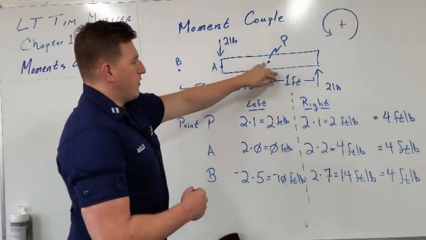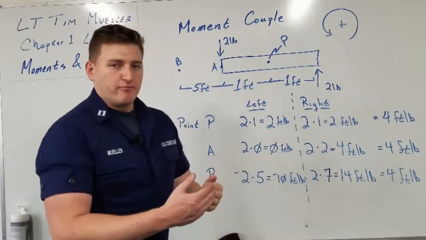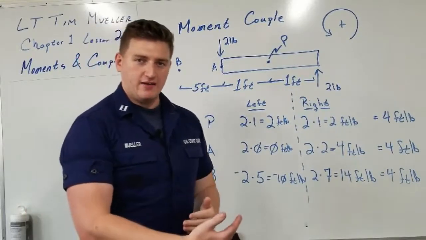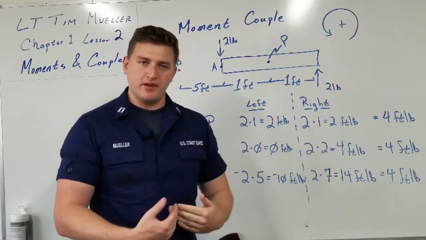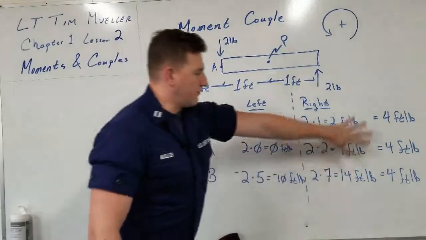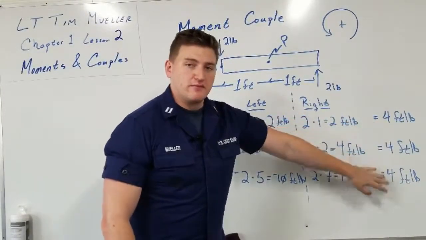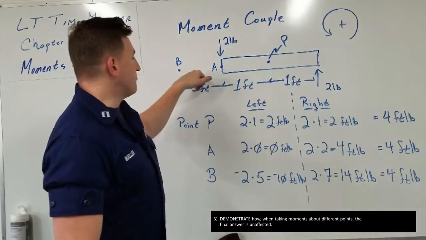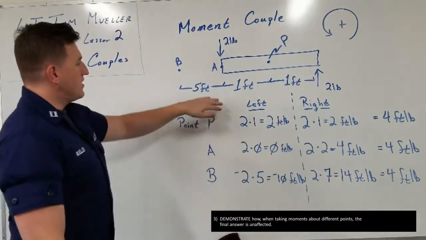We're going to take a look at the moments, and we're going to use the distances from point P to calculate the moment couple. We're going to use the distances from point A to calculate that couple, and also point B. And we're going to see, if you look right here, that all the moment couples are going to be the same, no matter where you take the reference point from. So let's start right now.